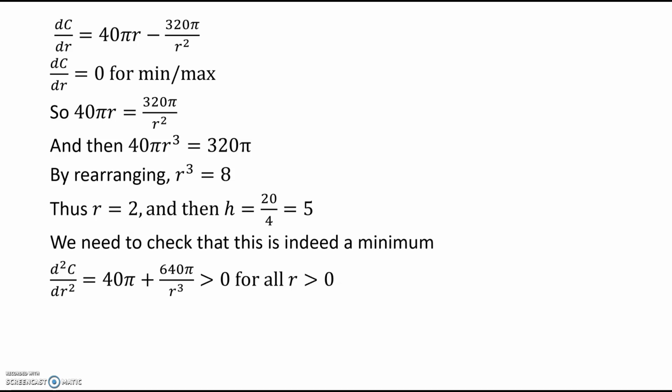Now, the question didn't ask you to find the cost. Sometimes it will. So that means then that you need to put r equals 2 and h equals 5 back into the cost function. Use your calculators, and leaving it in terms of pi, you'd get 240 pi. But to three significant figures, that's $754.